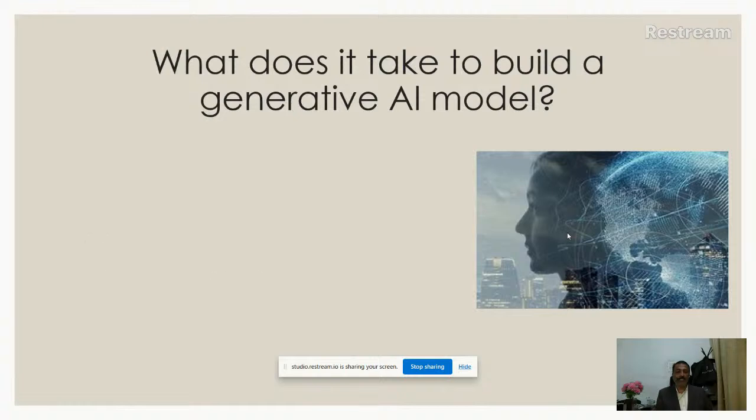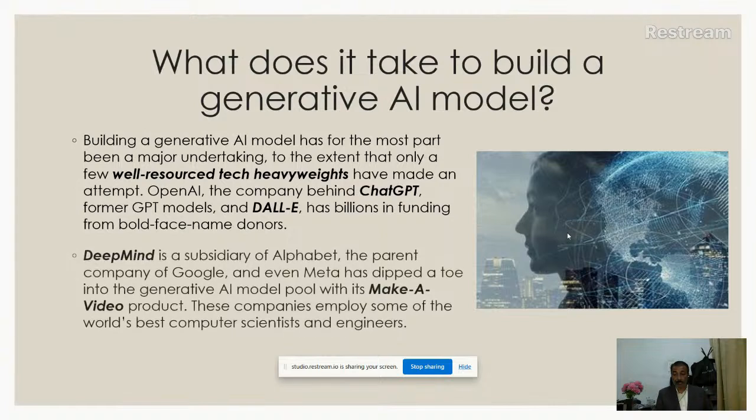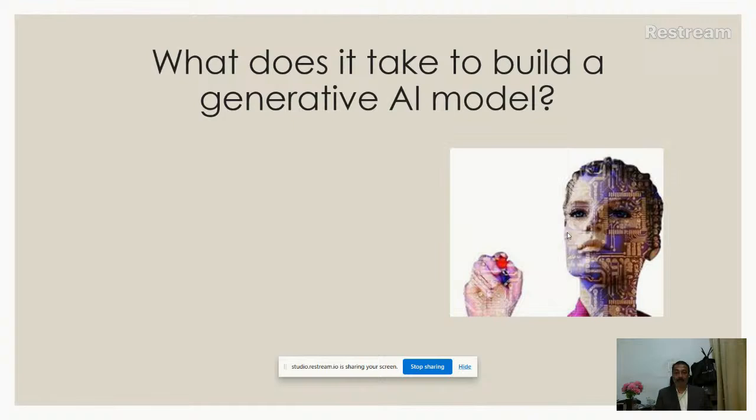So what does it take to build a generative AI model? Currently it is all controlled by well-resourced technical heavyweights like ChatGPT or DALL-E, and DeepMind from Google, which has come out with a model, Make-A-Video. So currently these are managed by high-tech companies, not only in terms of huge investment but also properly equipped manpower. At this stage, having knowledge helps us utilize this kind of application in improving our own performance or our organization's performance.